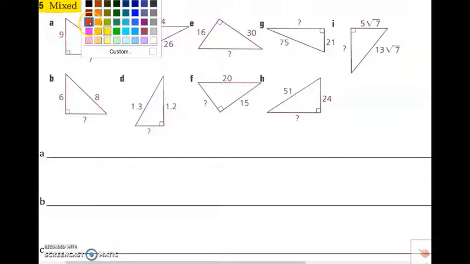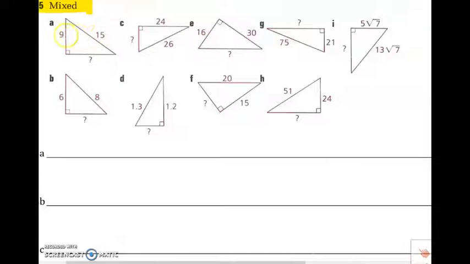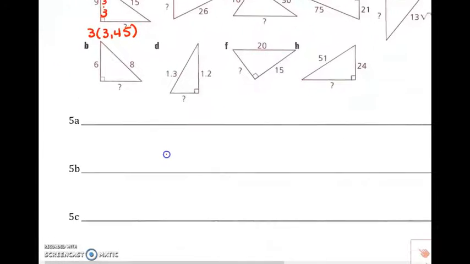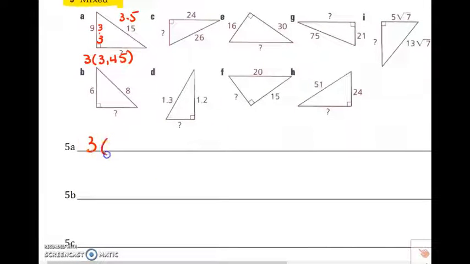Quickly, if I look at this first one, I can see that 3 factors out of 9 and 15. 3 times 3 is 9. 3 times 5 is 15. So that's going to be a scaled version with 3 as the scalar of a 3, 4, 5. So I would note that. And then the missing side is the scaled version of 4. So 3 times 4 is 12. And on a test, that is how I would want you to write that out.